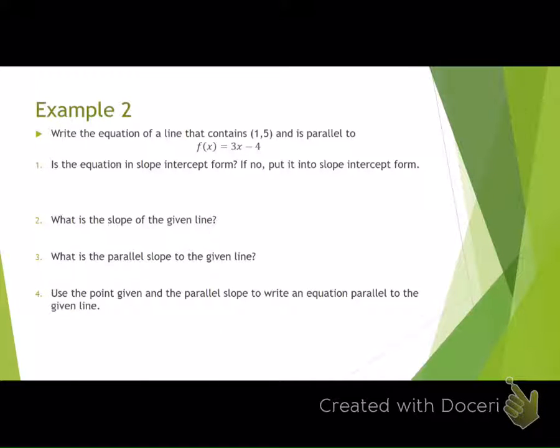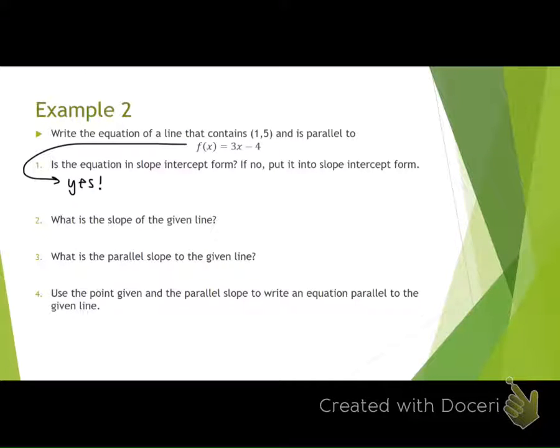So it says, example 2, write the equation of a line that contains (1, 5) and is parallel to f of x equals 3x minus 4. So the first thing we have to decide is: is the given equation in slope-intercept form? Is f of x equals 3x minus 4 in slope-intercept form? Yes, it is. That is y equals mx plus b. So we don't have to put it into slope-intercept form. What is the slope of the line given to you?